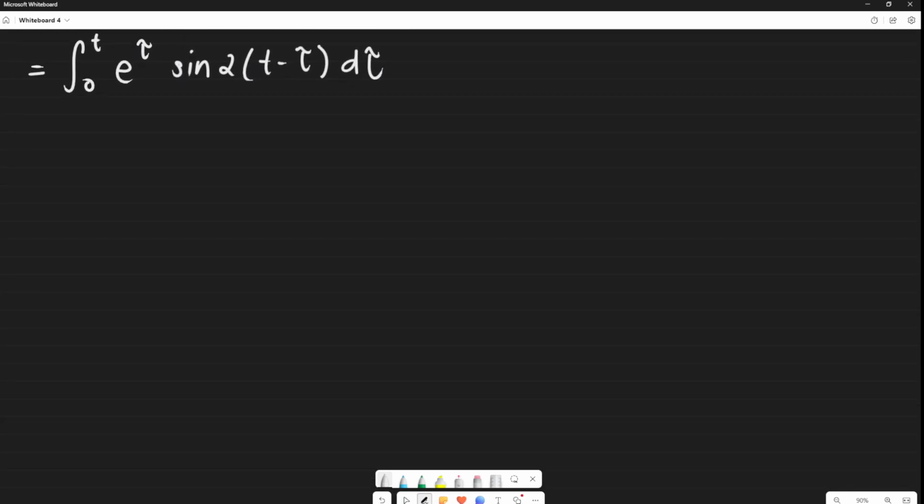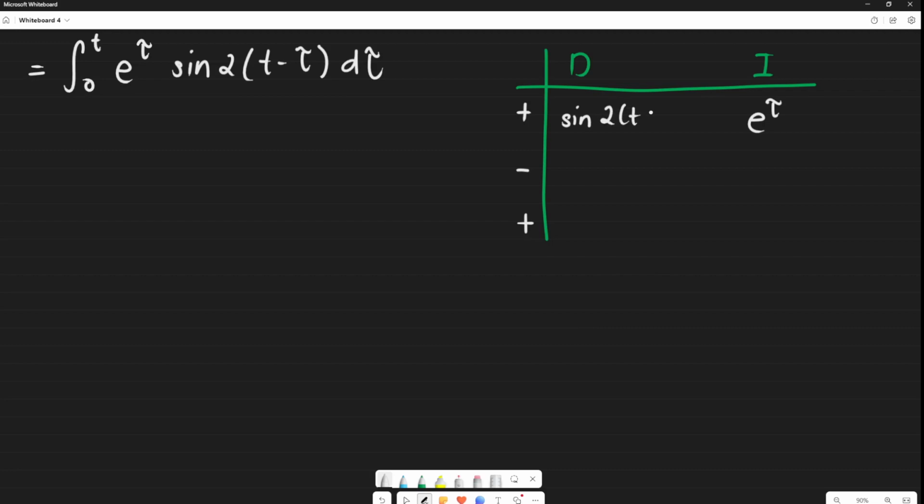Let's put it here. Okay, so for the integration by parts, of course, with the DI method, our exponential function will always go to the integrate side to make it easier. Then here is the derive side.